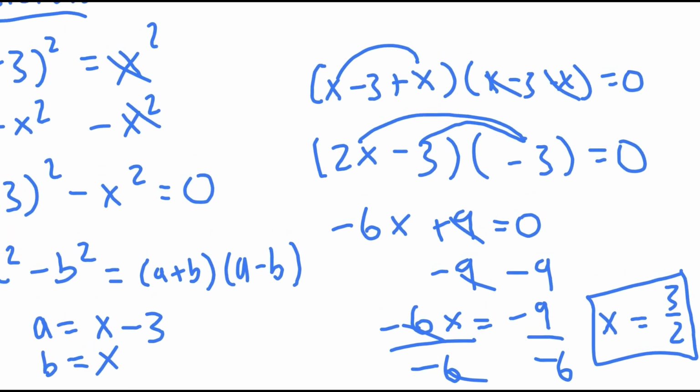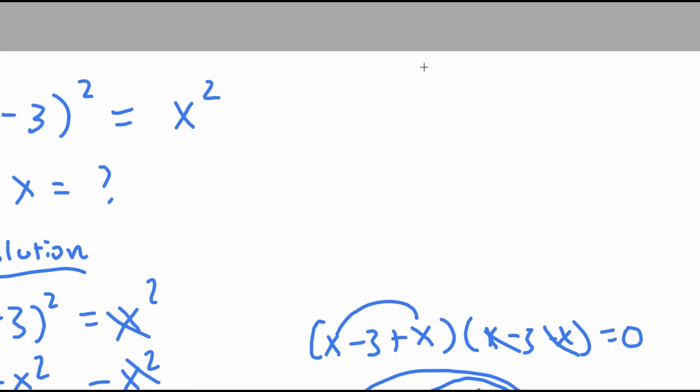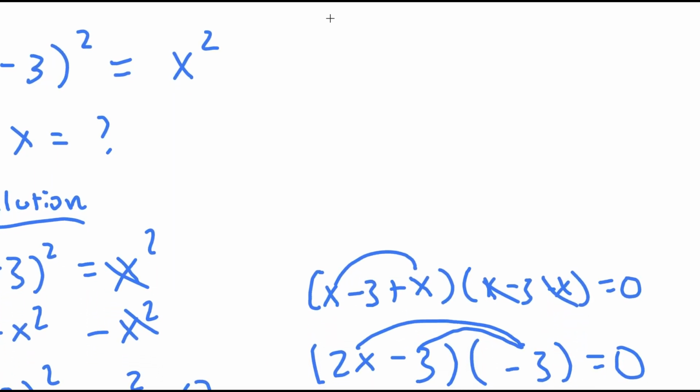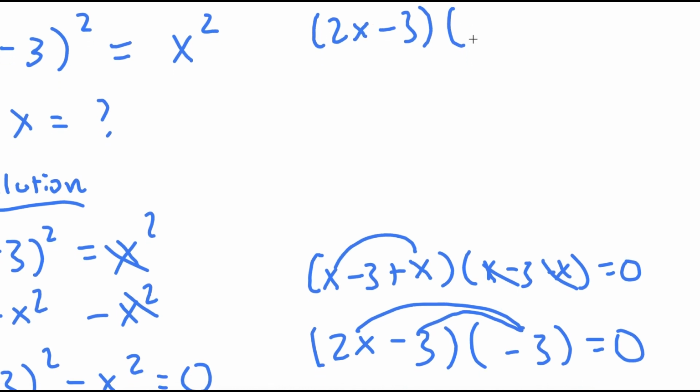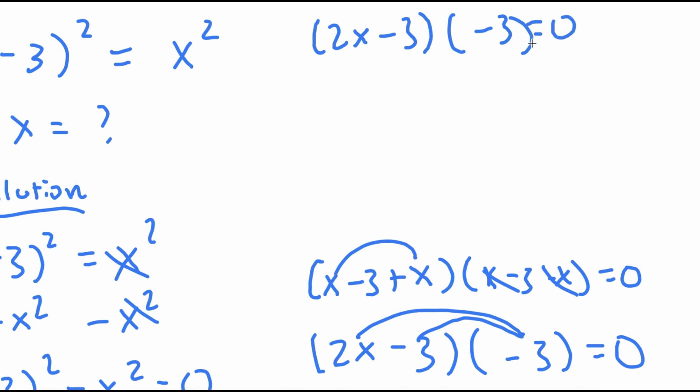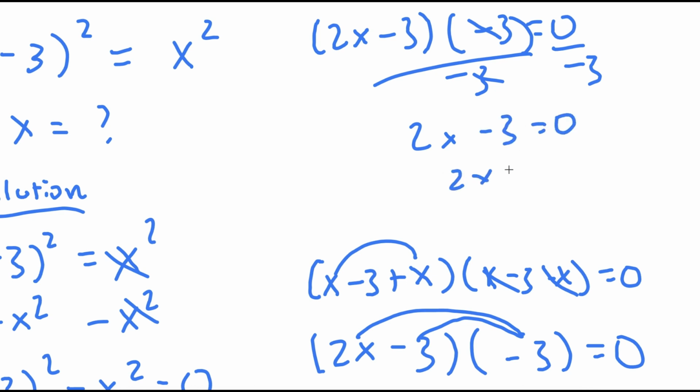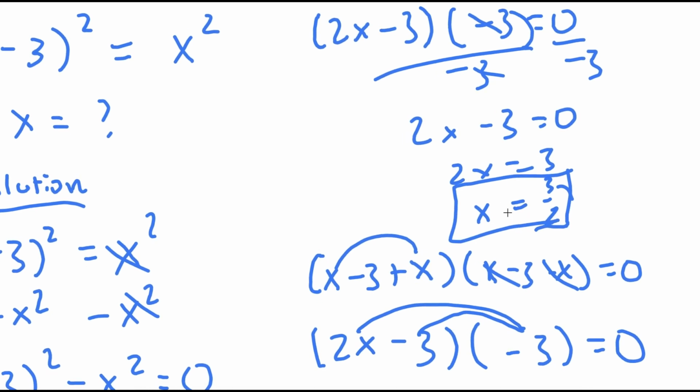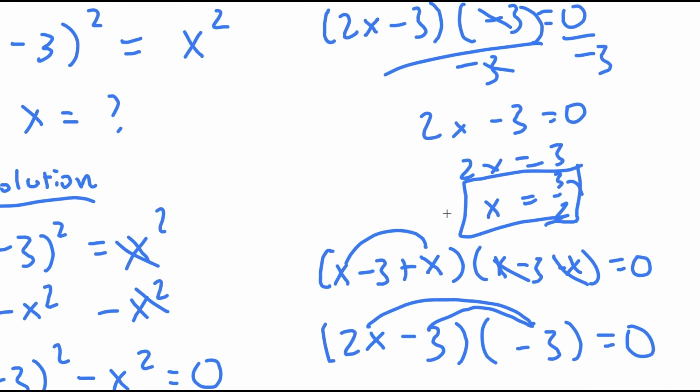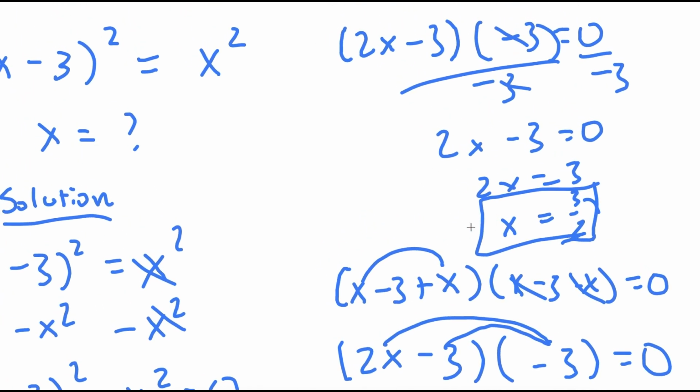Now another way I can do this is, I'm actually going to write this up here. I have (2x - 3) times -3 is equal to 0. This time I can actually divide both sides by -3. So I get 2x - 3 = 0. So 2x = 3, and x = 3/2. So that's two different ways of solving this, and 3/2 is my solution.